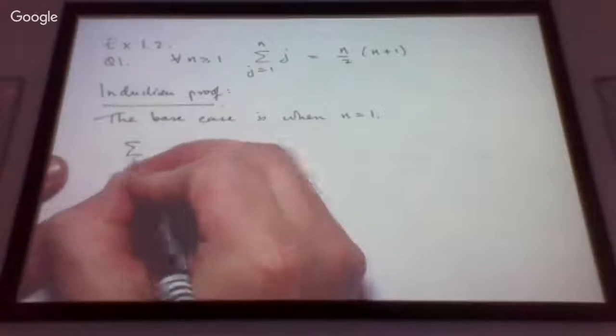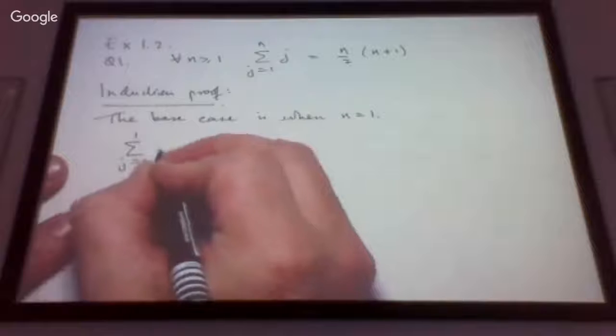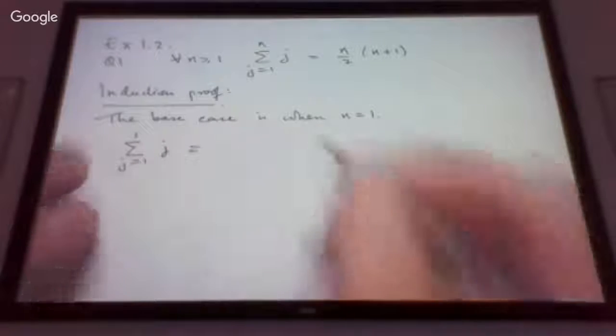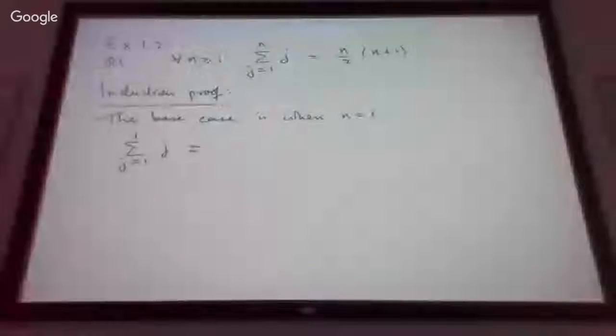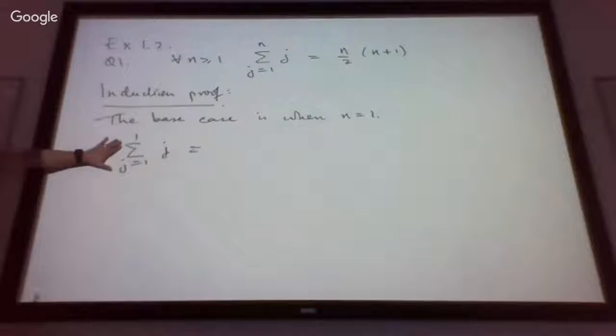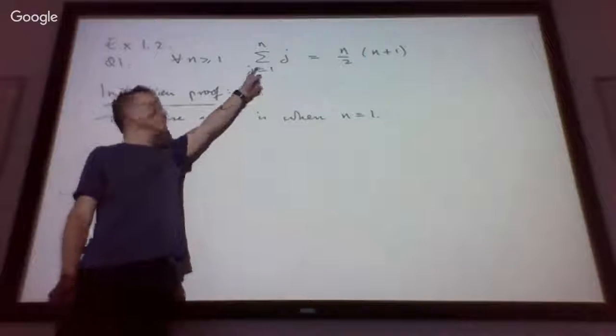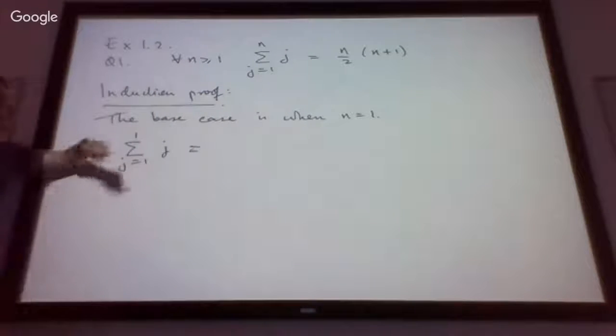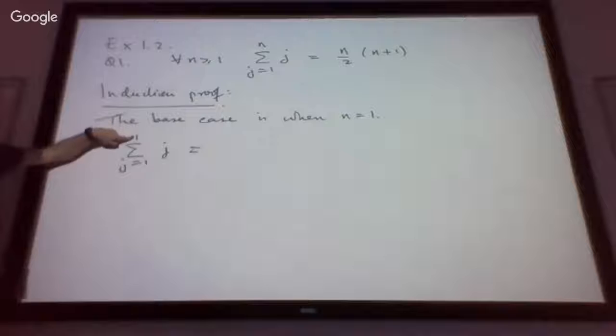So you look at this, you look at the statement in the case of n equals 1. Now, typically, there will not be much to prove here. Typically, it will really just come down to a careful observation. This is what the left-hand side looks like when n is equal to 1. I've simply replaced the upper summation limit by 1.